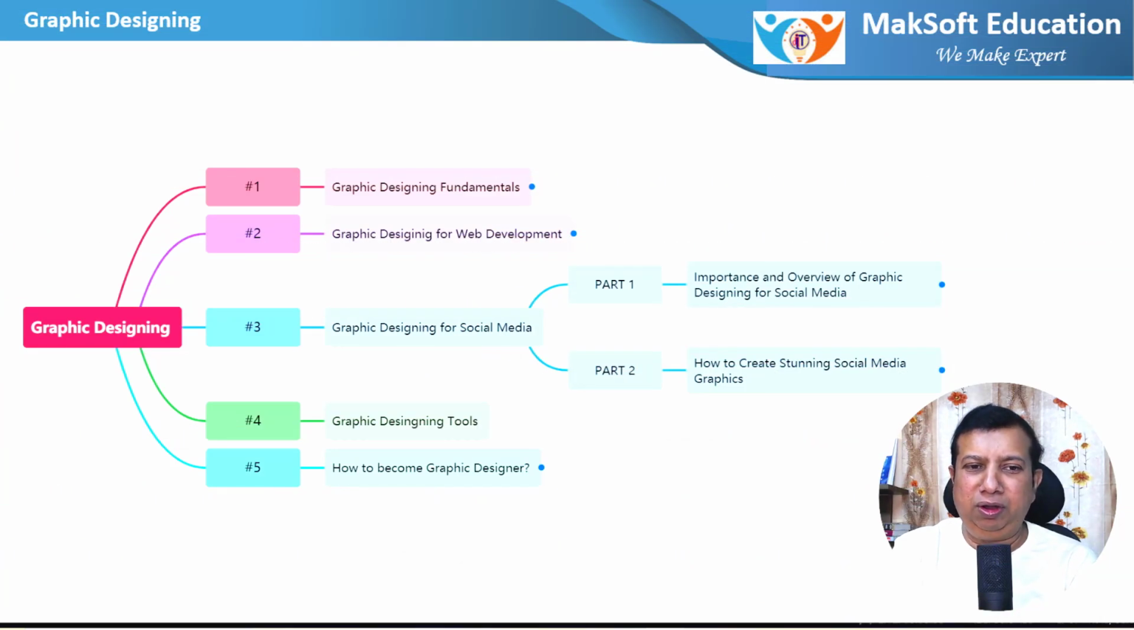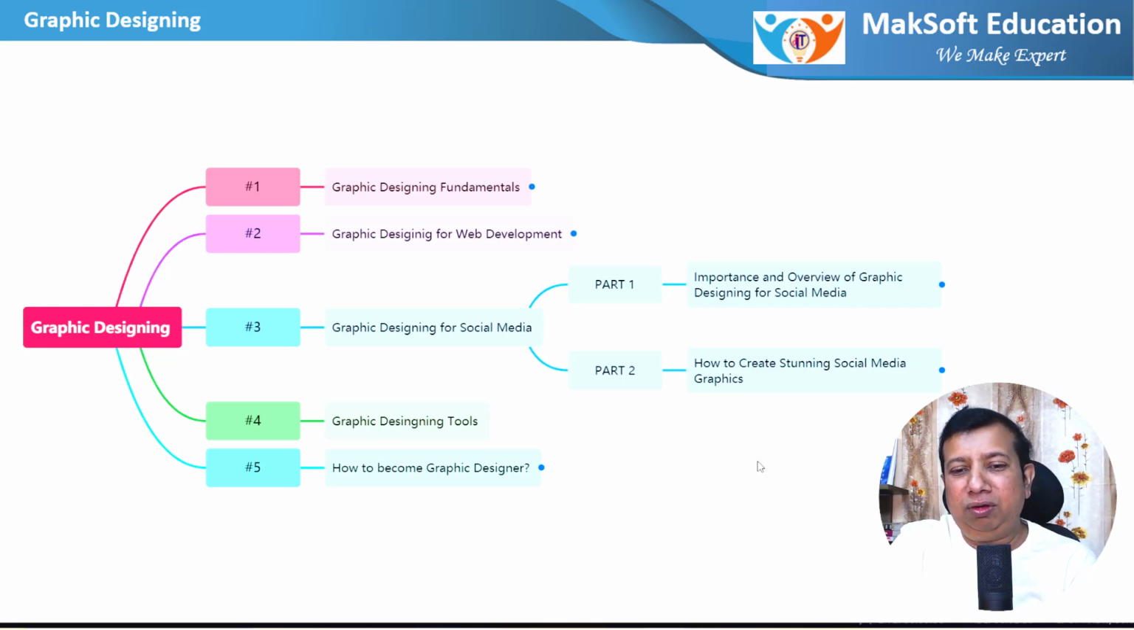Now here we are trying to learn different parts of graphic designing. Already we have discussed the fundamentals, then we have discussed how to use graphical designing for web development. Then we started with how to use graphical designing for social media, and this part is divided in two parts. In part 1, we have discussed the importance and overview of graphical designing for social media, and that part we have discussed in detail. And now we are at part 2, where we are going to discuss how to create stunning social media graphics. Now let us try to understand this part.